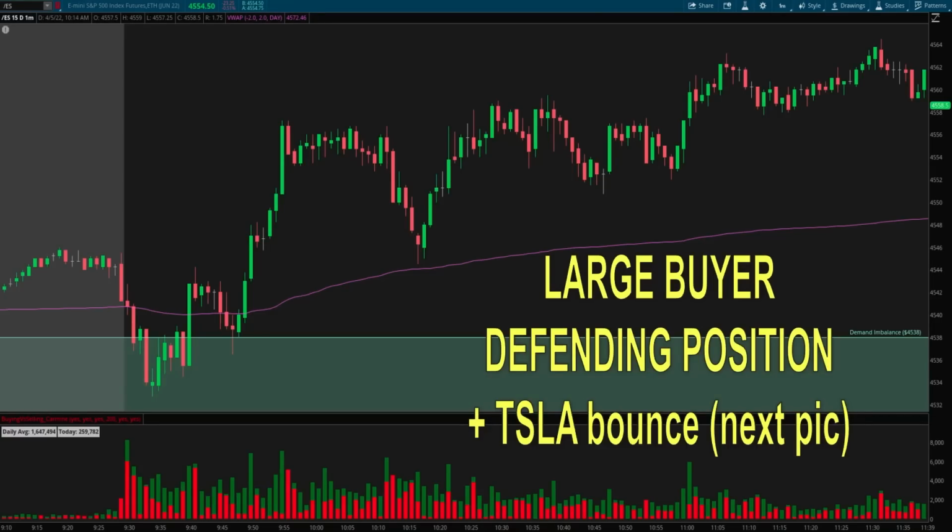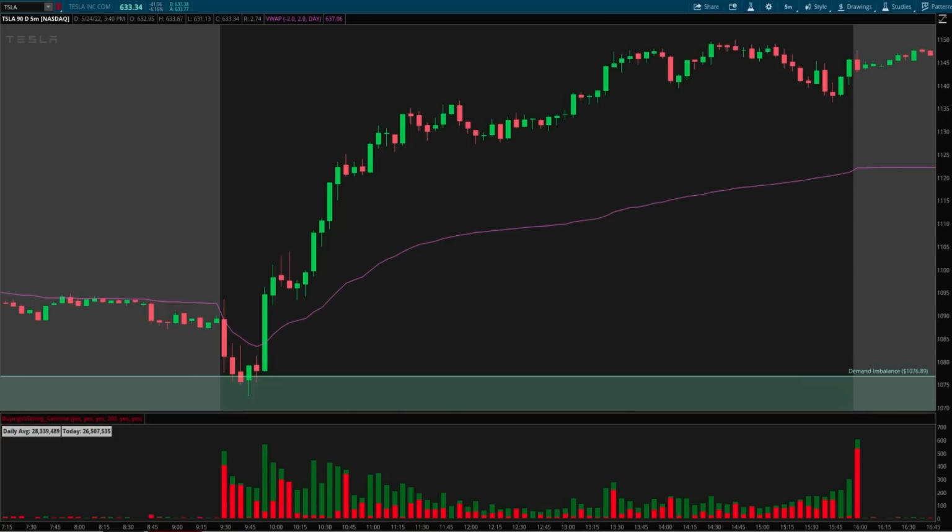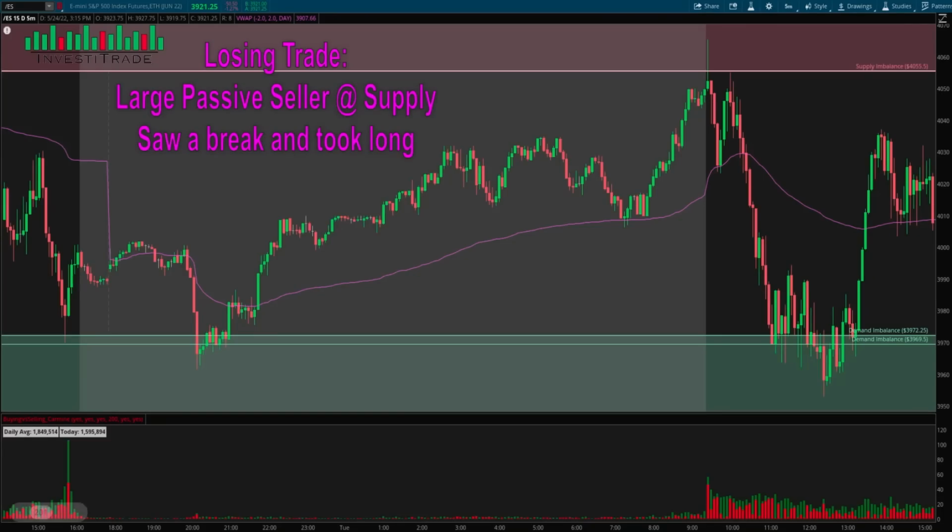So we got 3 pieces of information here. We're bouncing off demand. We got a large buyer defending his position. And we have other market leading equities bouncing off demand as well. Gives us a nice trade.